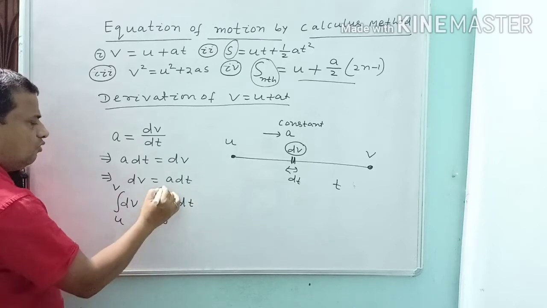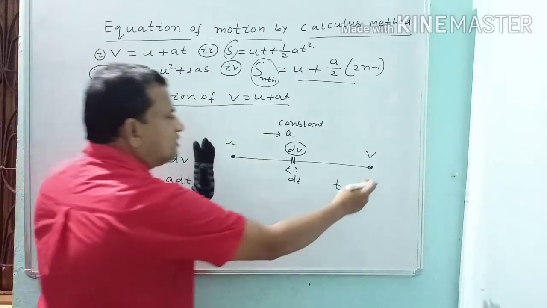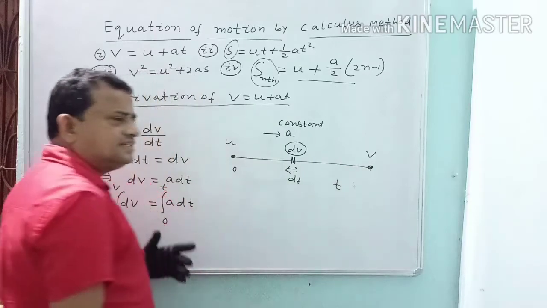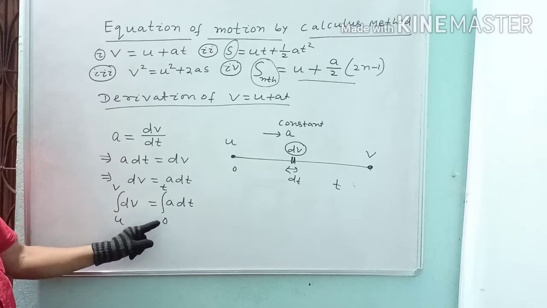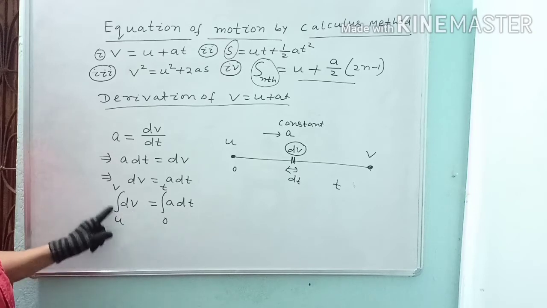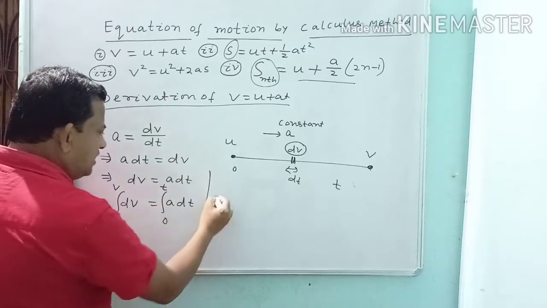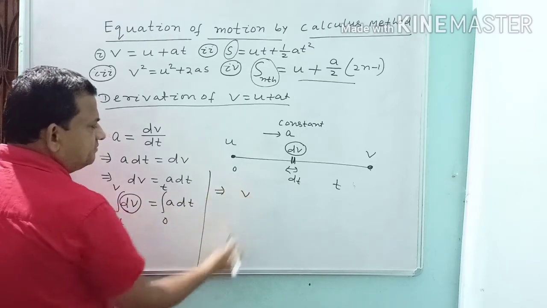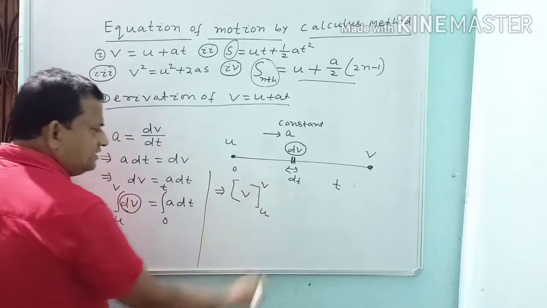Initial is 0, final is t. Because it is 0 time at the start, and since total time is t, when it reaches here it takes t. That's why 0 to t. Since dt time is variable, the time limit is taken. Since velocity is variable, the velocity limit is taken. So after integration, what do you get? Integration of dv is simply v, and in this way you write initial u, final limit v.